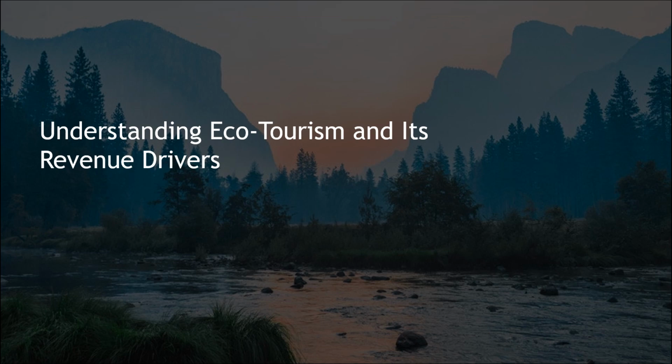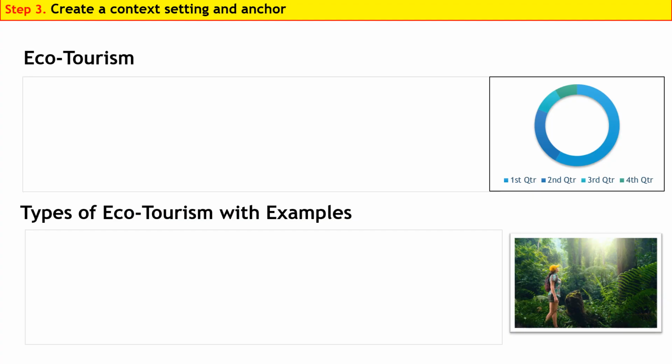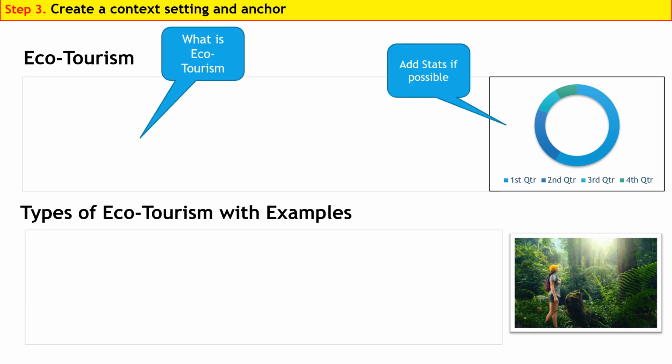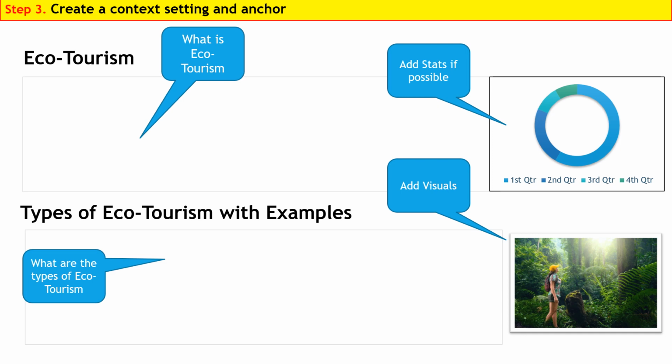Now let's go deeper into the structure of this PPT. So I'll use a template format to walk you through how I have shaped this structure. It can act as a good reference point for you to create a structure for your topic as well. So the first section is understanding the ecotourism and its revenue drivers. So basically we are at step 3, which is about creating a context setting and anchor section. Now, context setting. So here we explain what is ecotourism in detail and add some stats if possible. You can also add more detail like the types of ecotourism and make it really impactful with some visuals.